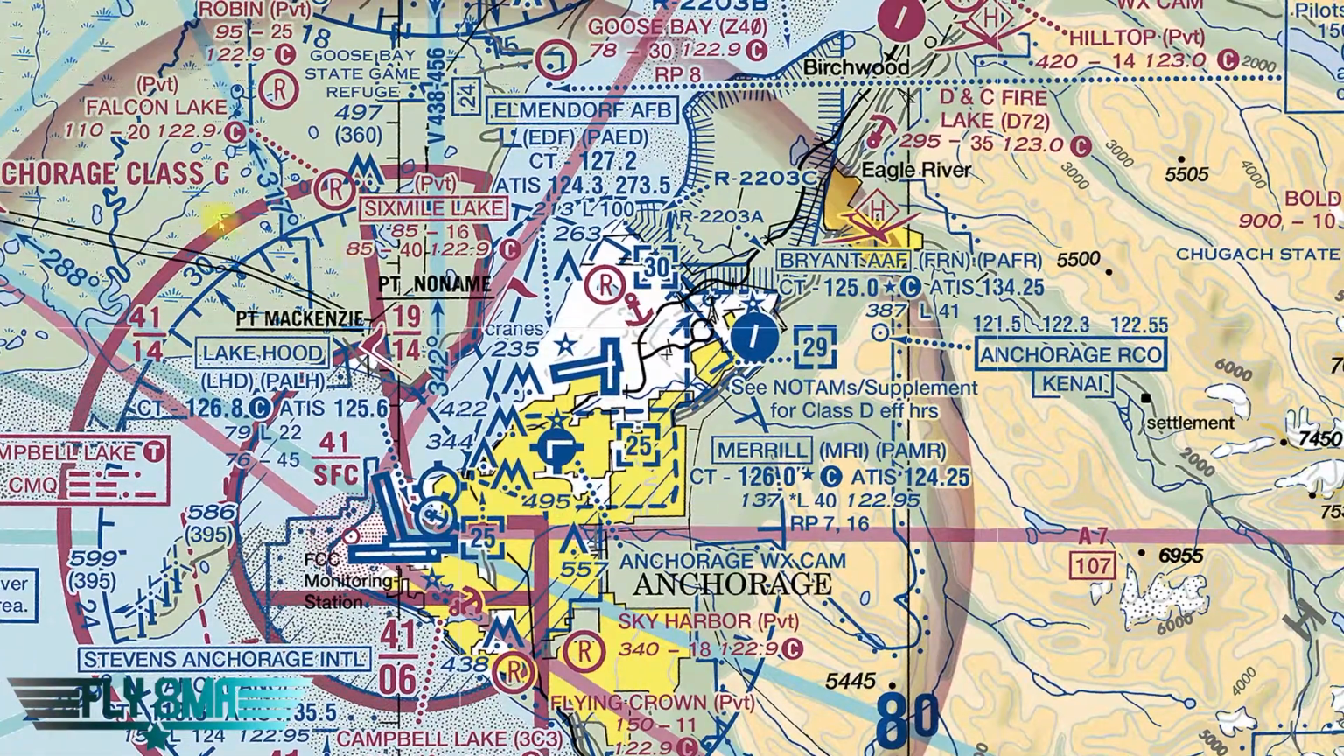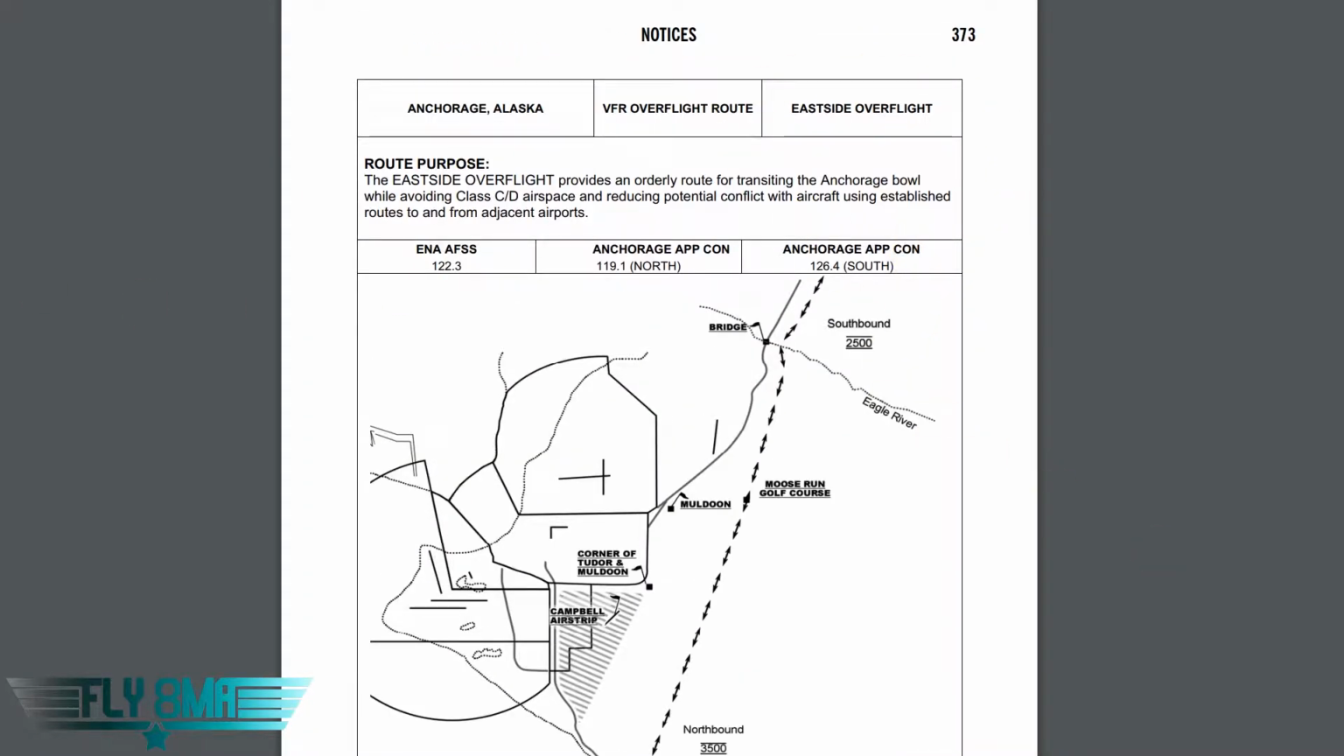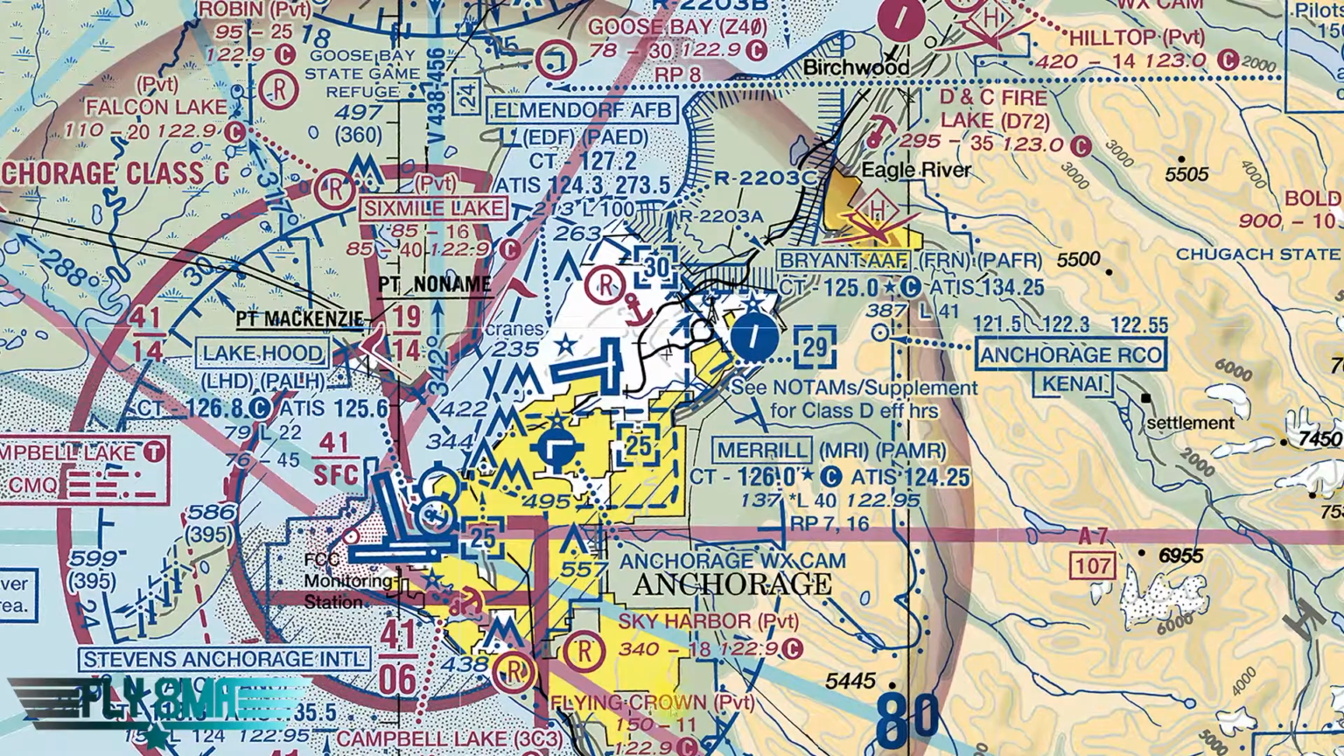Now, although it doesn't have anything to do with Merrill specifically, you should be familiar with the east side overflight procedure, page 373 of the chart supplement, if you're going to be flying around in this area. The purpose of this procedure is for all the guys flying from down here up along here, right along the mountainside. There's some pretty busy airspace through here. You're going to get squeezed between the mountains and the restricted airspace. You're going to have departures out of Anchorage and all sorts of other aircraft.